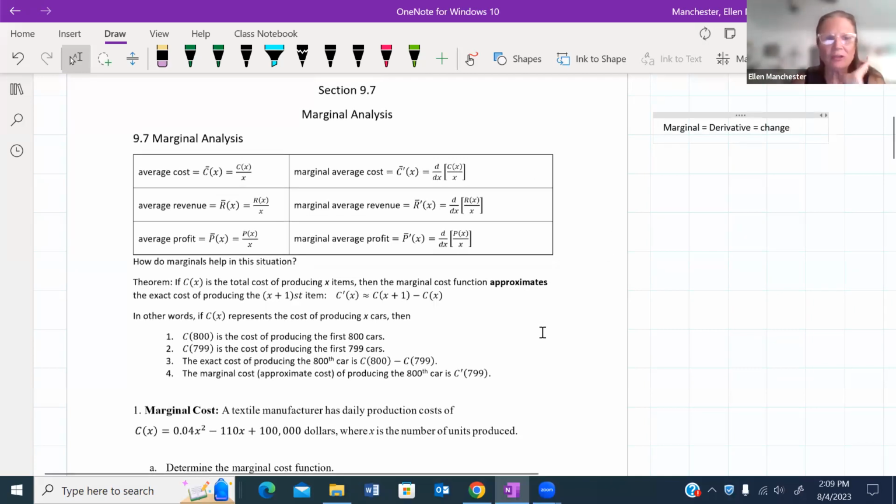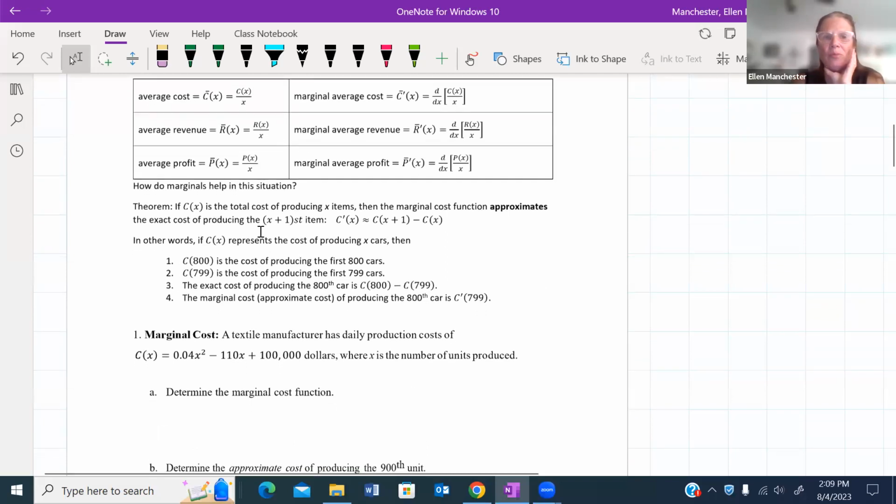Okay, so here's your theorem. How do marginals help in the situation? If C of X is the total cost of producing X items, then the marginal cost function approximates the exact cost of producing the X plus 1 item. So in other words, what that means is if I want to know what's the marginal cost or the exact cost of, say, the 800th product.